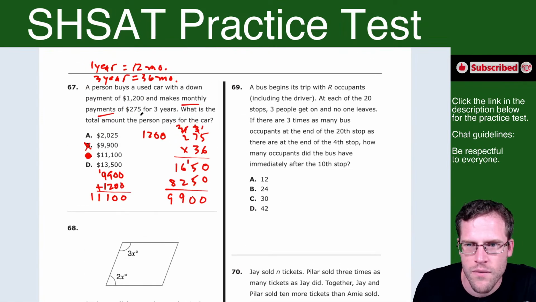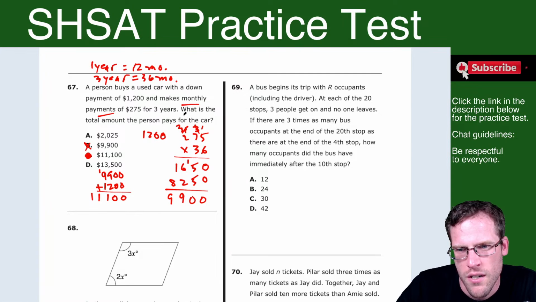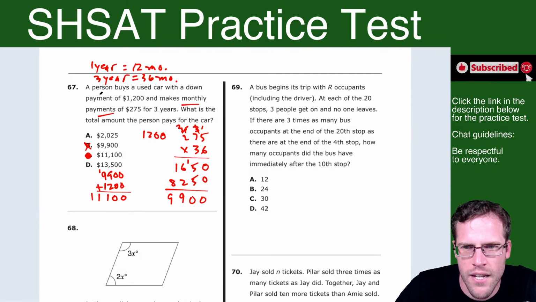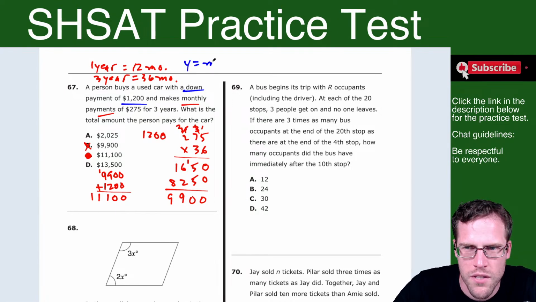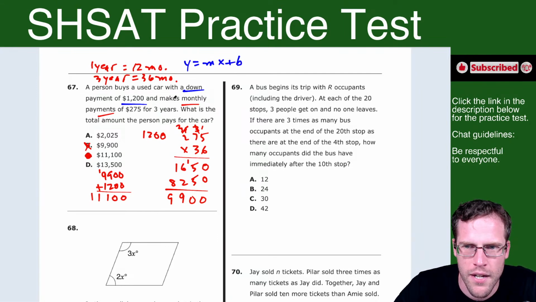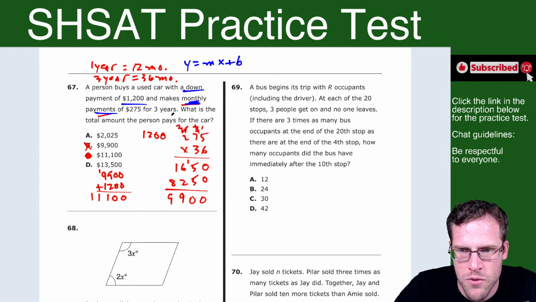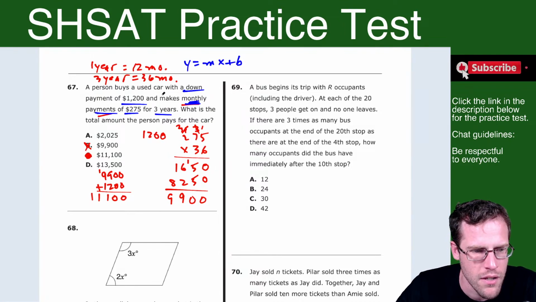Let's see. What is the total amount the person pays for the car? Oh, because it's a down payment. So the down payment is kind of the fixed amount. If you think of y equals mx plus b, the 1,200 is the fixed amount. It's not the monthly payments; that's why the monthly payment of $275 gets multiplied.